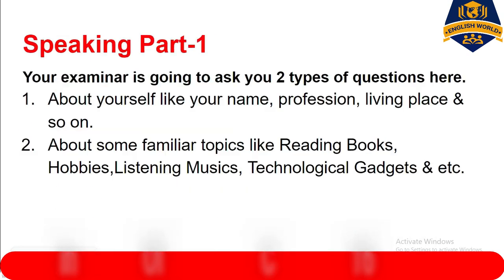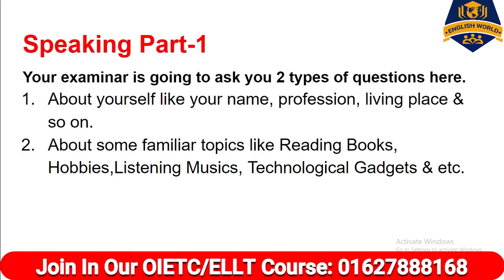Okay, so now let's have a look at speaking part 1. Well, your examiner is going to ask you 2 types of questions here. Number 1 is about yourself, like your name, profession, living place, and so on. So first of all, your examiner will ask you some questions related to your name, your profession, living place, and so on. Number 2 is about some familiar topics like reading books, hobbies, listening to music, technological gadgets, etc.